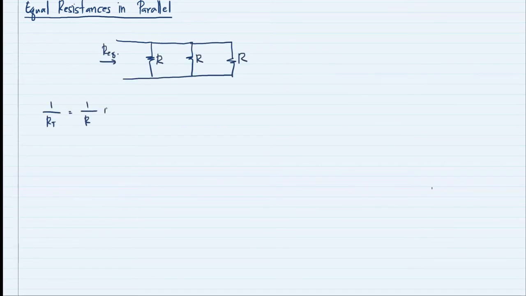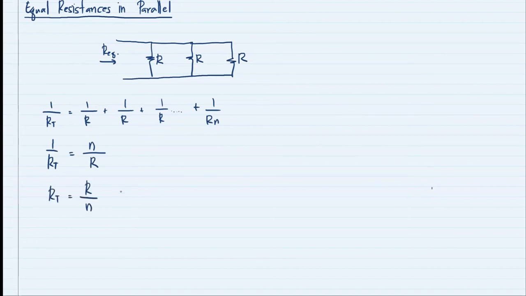Now, we will be talking about equal resistances in parallel. What if all the resistances in parallel are equal? We still follow the formula above, and since they are all the same, we multiply by the number of equal resistances. And then we just get the reciprocal, and that is the formula.